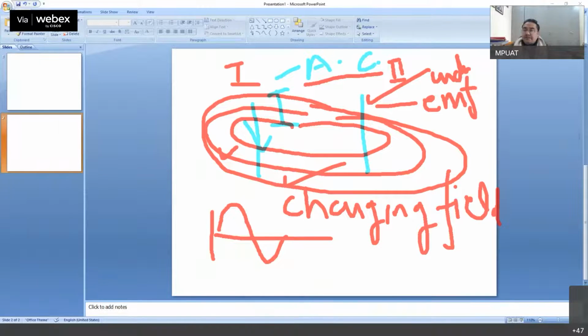Transformer is a static device which transforms electrical power from one circuit to another via magnetic field at the same frequency. It is based on the principle of mutual induction. And what is mutual induction? When an alternating current flows through a conductor, an induced EMF is produced in the conductor adjoining it. This is the principle of mutual induction.